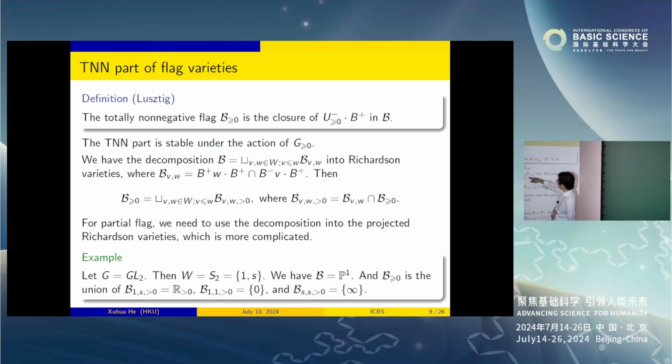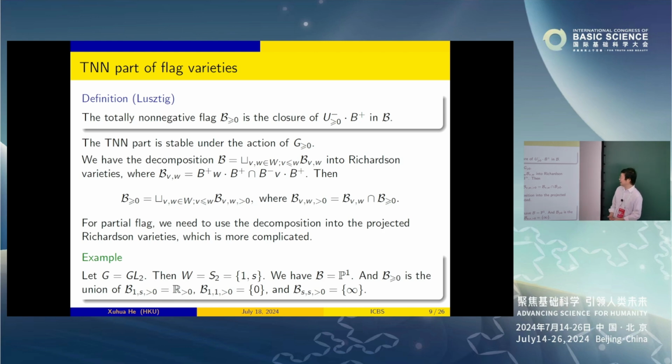So how is this defined? It's the intersection of the B plus orbit with the B minus orbit. This is called the Schubert cell, and this is the opposite Schubert cell. You take the intersection, which is a transversal intersection. This is non-empty if and only if there is a relation between v and w in the Bruhat order. And now we define the totally non-negative part of this Richardson variety to be the intersection of this Richardson variety with the totally non-negative part.